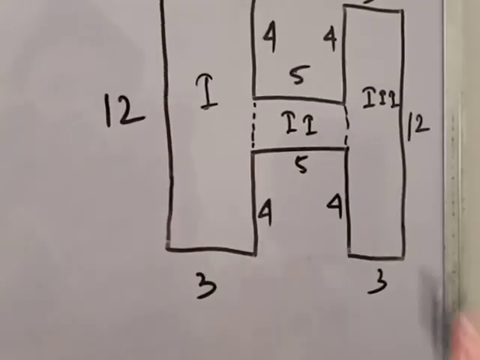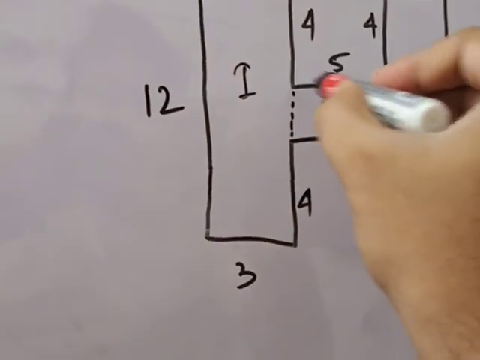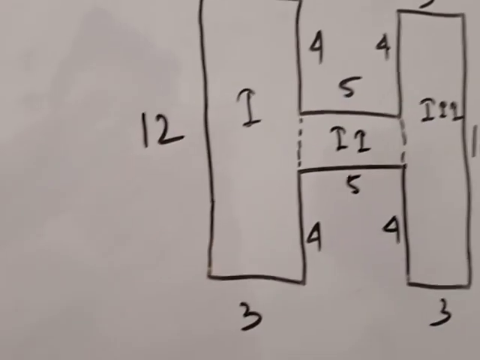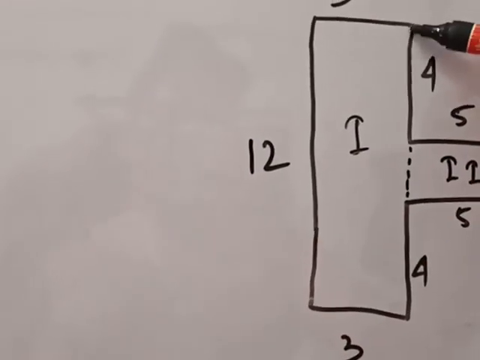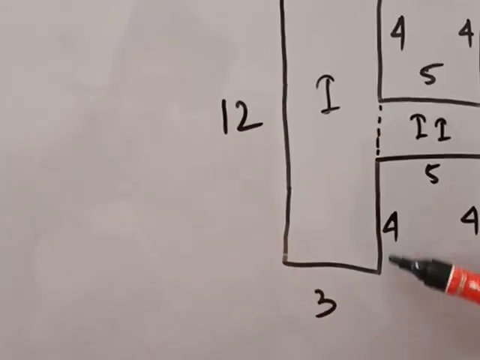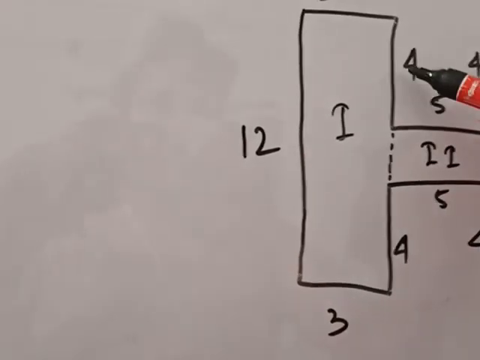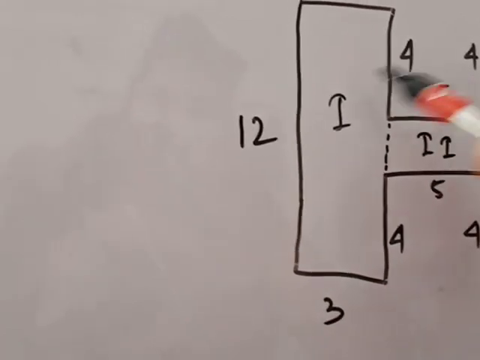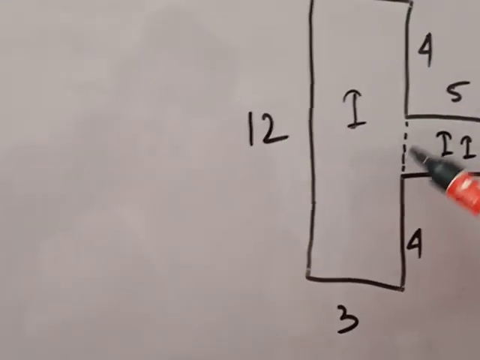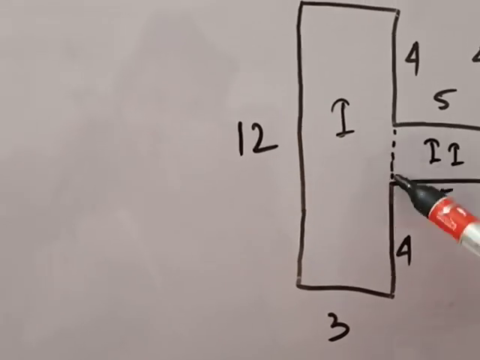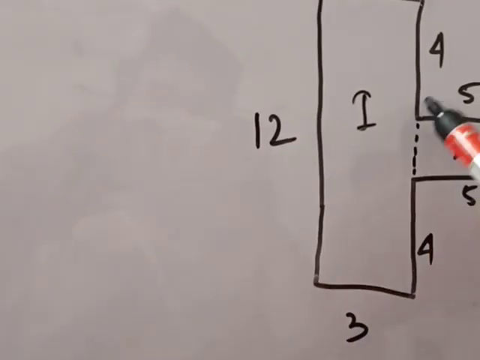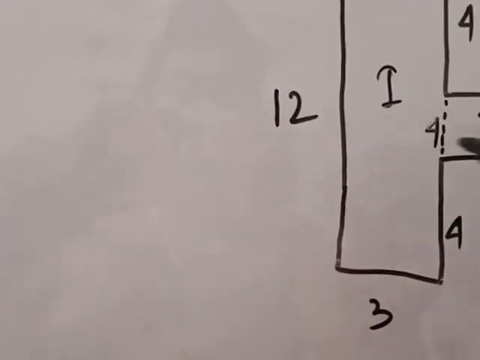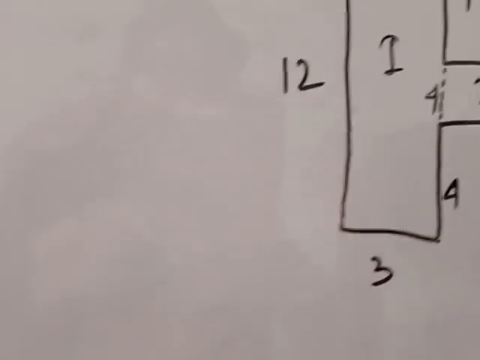But the problem is in the middle one. The length is given but the breadth is not given. So see that the total length is 12. This portion is 4. Similarly, this portion is 4. That means 4 plus 4, 8. So if we subtract this from the total, we get the remaining part. So 12 minus 8, this is 4. Now we are going to find the area of the parts.